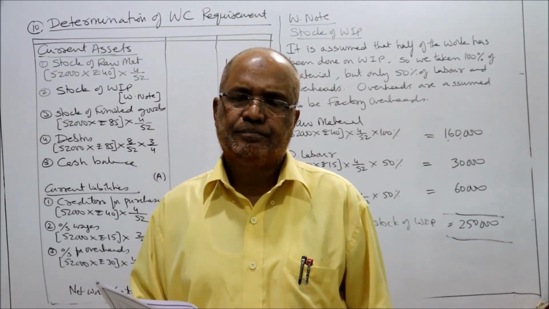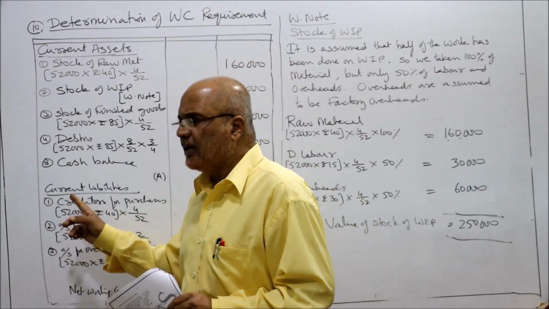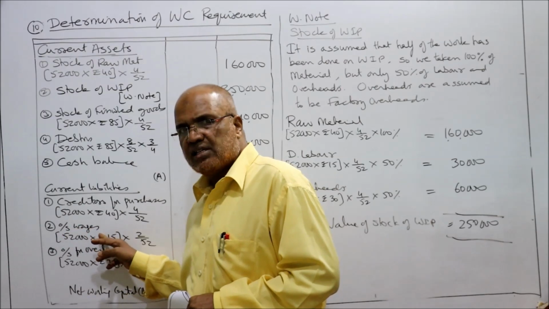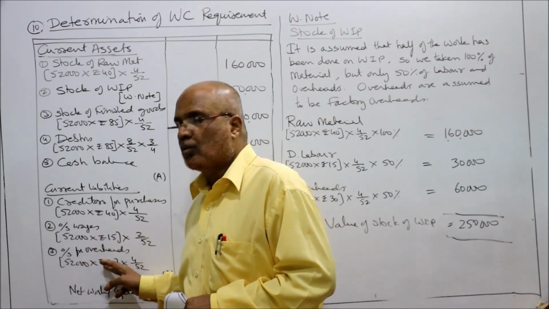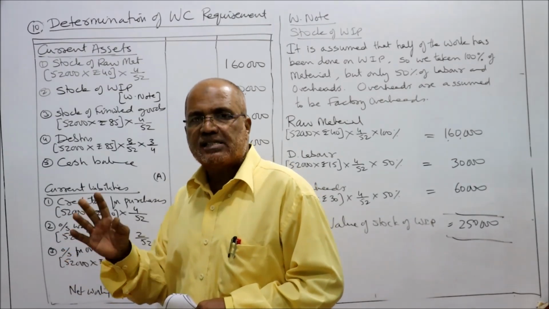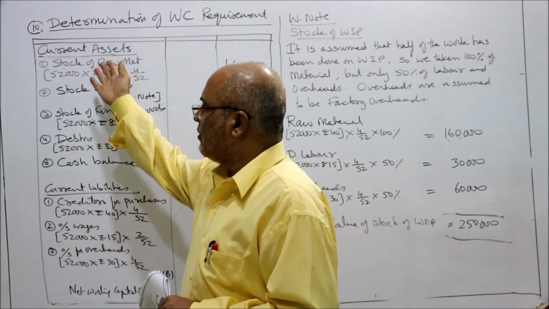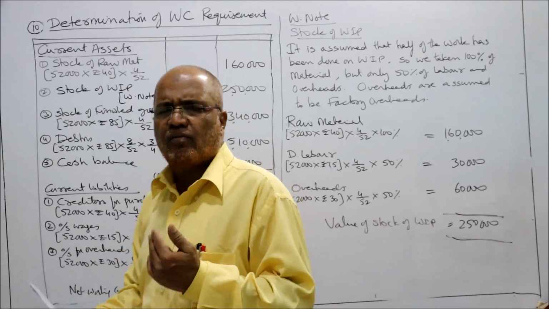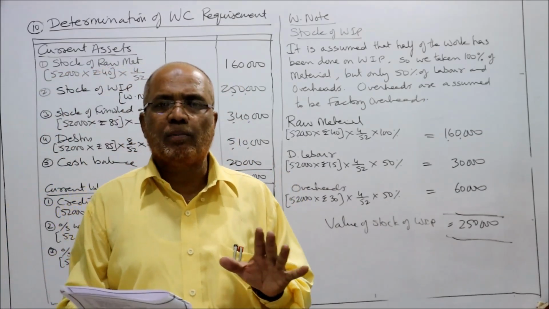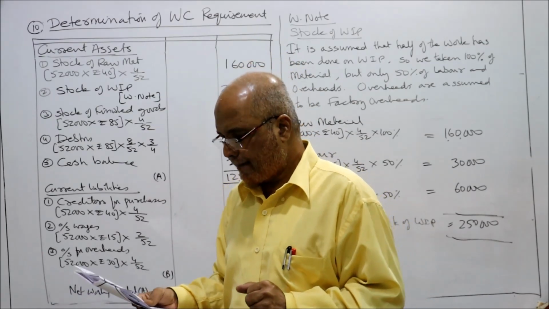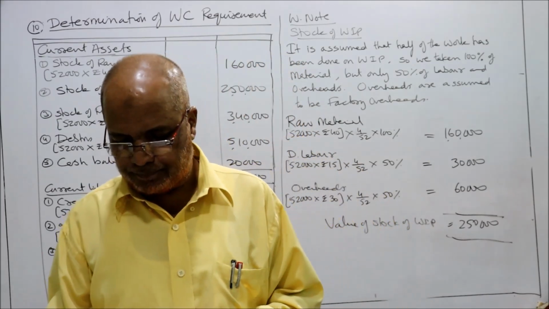Exactly the same. Here in current liabilities there is only one current liability, that is creditors. We don't have outstanding wages. We don't have outstanding overheads. Only one: material suppliers, who are the creditors. Right? Remaining all items are exactly the same as what we have done. So you can do this problem as your practice. Now we'll do the 12th problem.